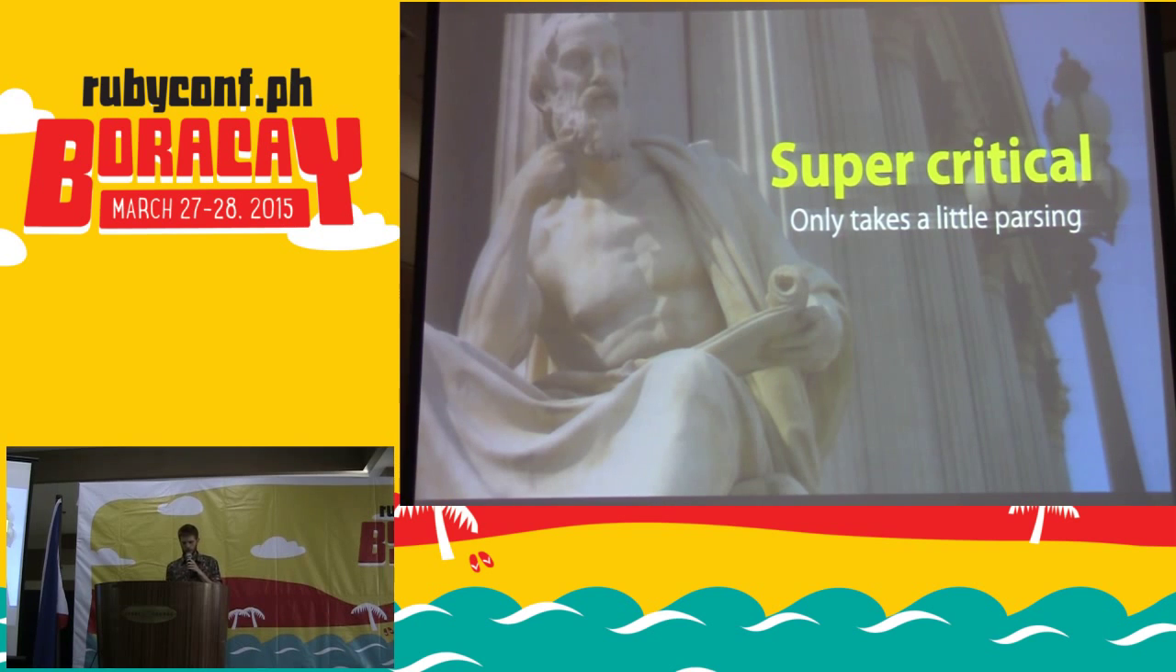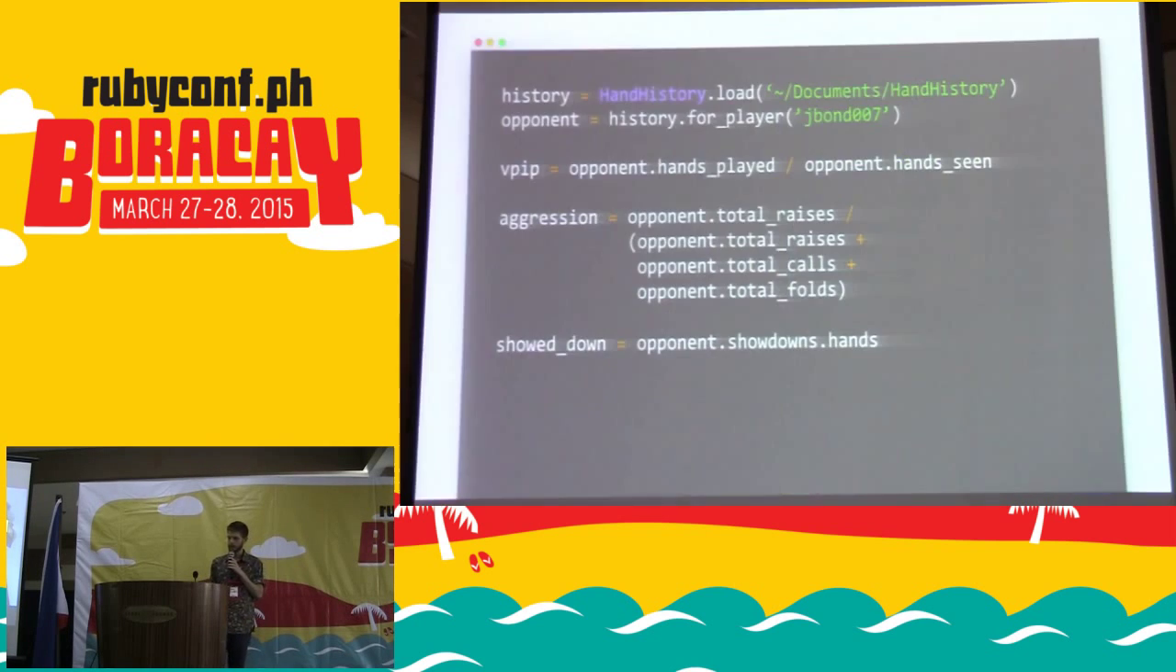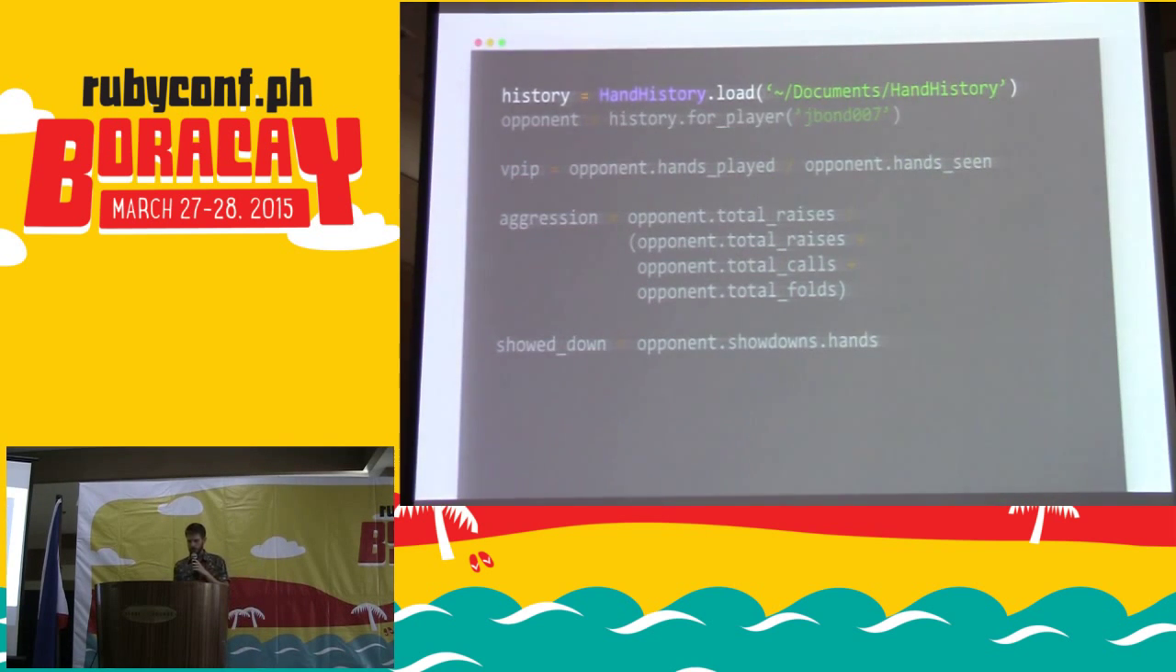So I'm going to show 3 main stats that can really help us understand our opponents in real time. So we're just going to load up our hand history, and we're going to search for a specific opponent. This time we're playing against J-Bonds 007. And the first stat that we're going to look at is VPIP. Now, VPIP stands for voluntarily put money in pot.